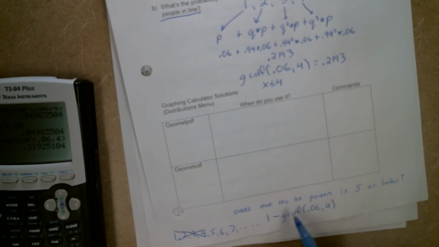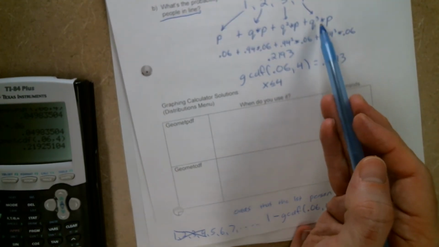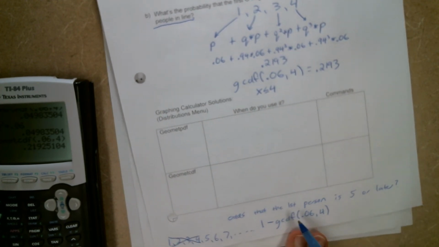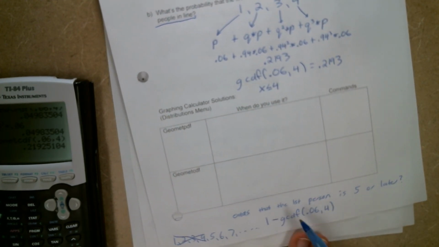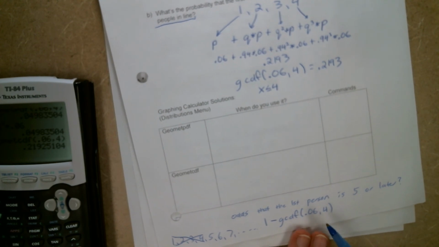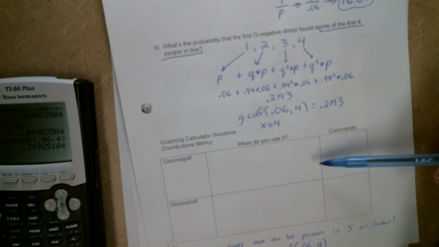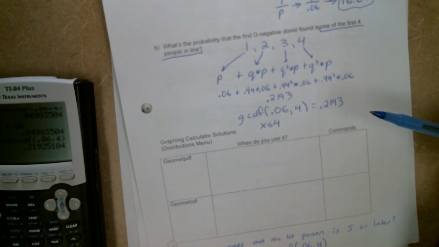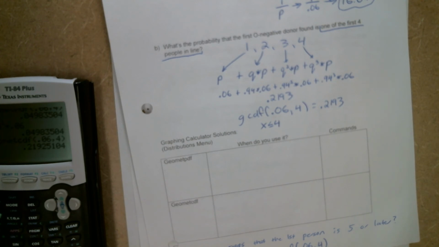So geometric CDF is very useful because it does all of this for us without the tedium of having to do it one by one. We can use the 1 minus to flip things around and get those types of probabilities. Geometric PDF is there, but this is all it's doing. It's just doing these 2 little multiplications to get the answer. So whether you use it is up to you, but it's pretty easy to do the math one way or another.